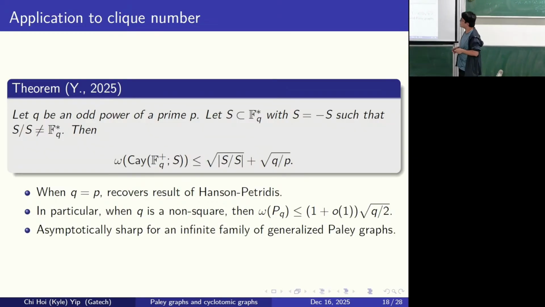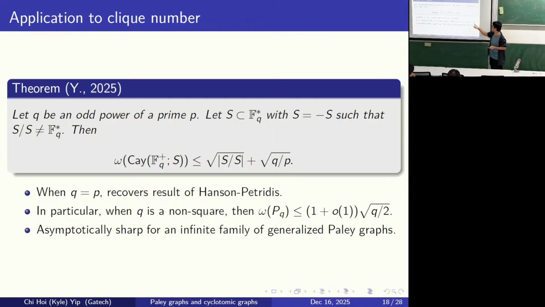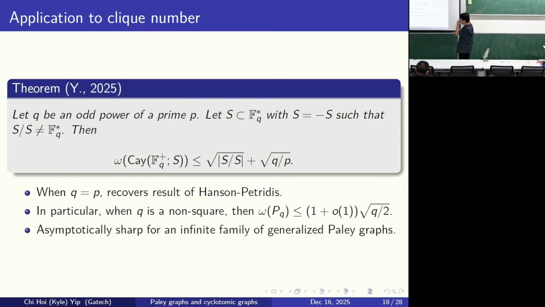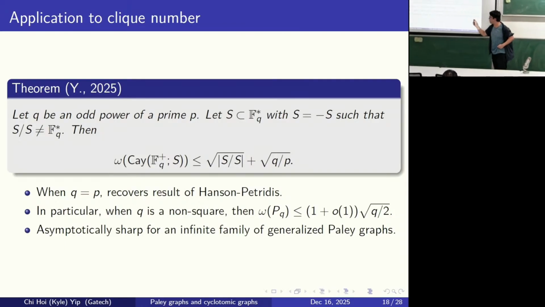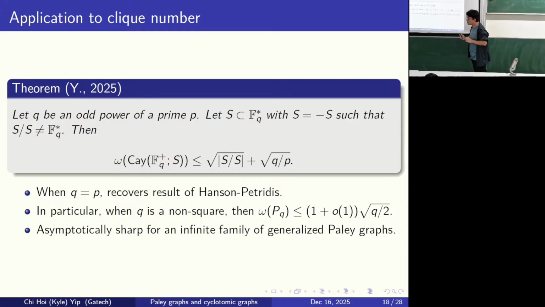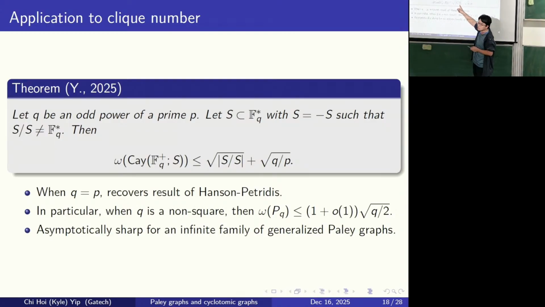And it also extends the Hanson-Petridis bound to all the Paley graphs of non-square order, because again S is a subgroup, so you get something like square root of q over 2 times a constant factor. And I think more importantly, this result is actually asymptotically sharp for an infinite family of generalized Paley graphs. So this shows that the Hanson-Petridis bound is in a certain sense best possible, because the shape of this bound is like the square root of S over S. Right?